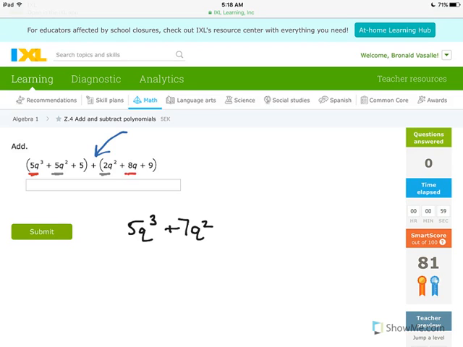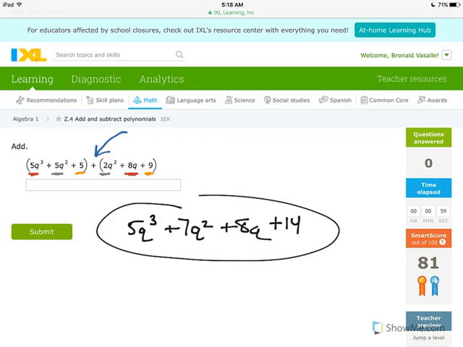And if we look at our q's, we have 8 q's and no other q's anywhere, so we have 8 q's. And then if we look at our constants, we have 5 and 9, so that's going to be 14. And there's your final answer. That should go into the answer box.